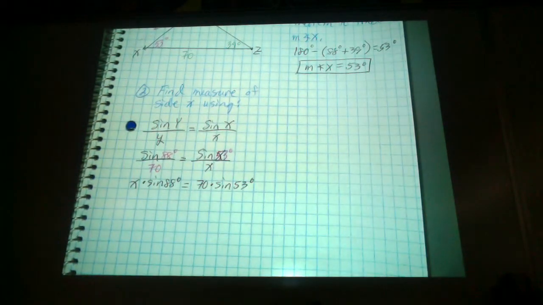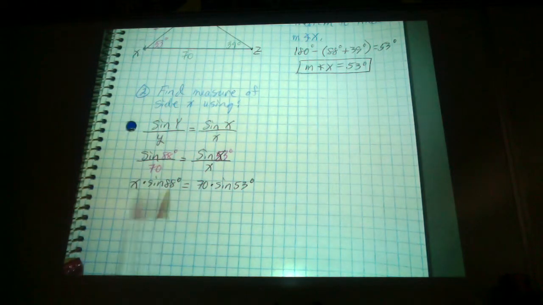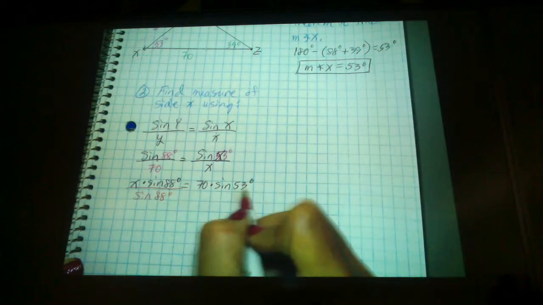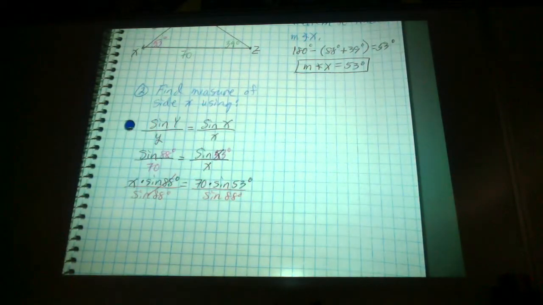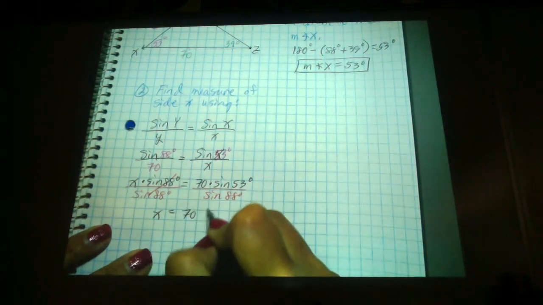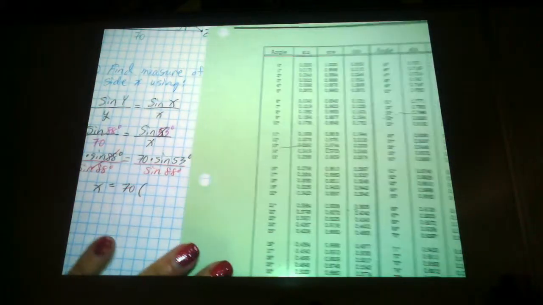I would not replace sine of 88 and sine of 53 degrees with their decimal equivalents yet until you solve for X. To solve for X, we need to undo what's happening here. So we're going to divide both sides by sine of 88. And so I get X is equal to 70 times, we're going to use our table of values or your calculator. Most of you will be using your table of values, and we're going to find the sine of 53 degrees.